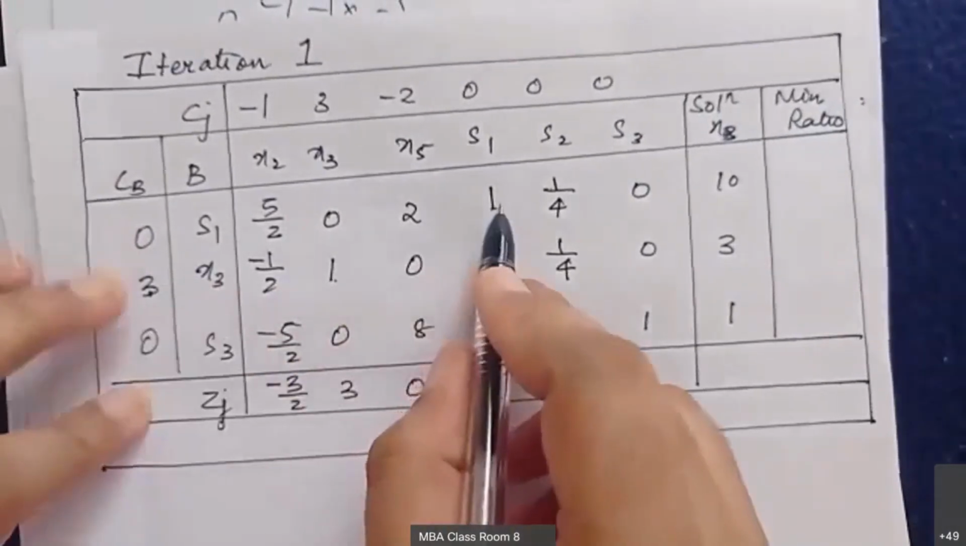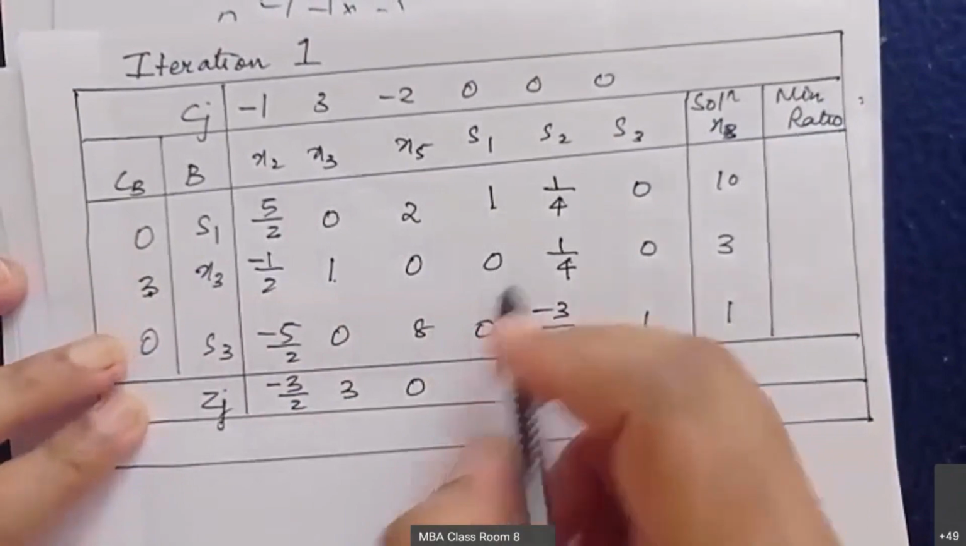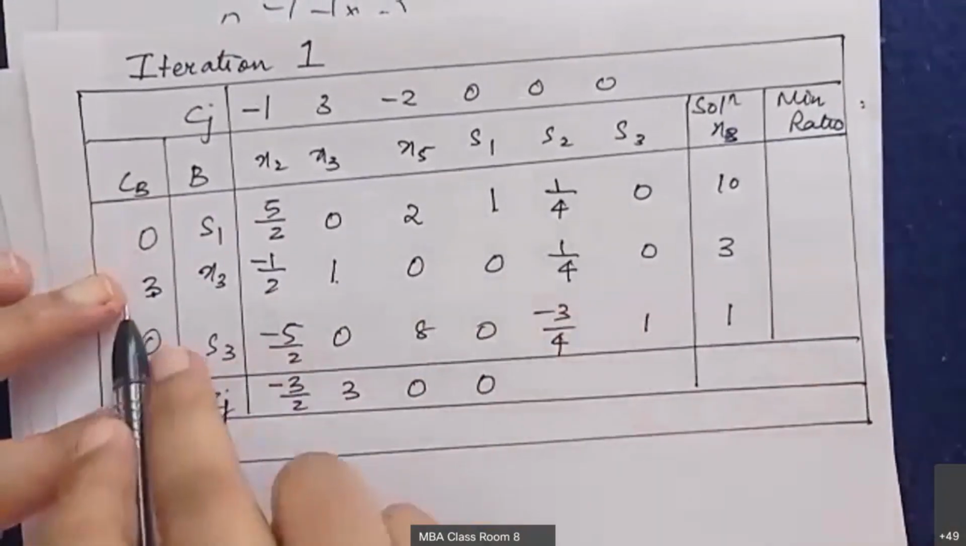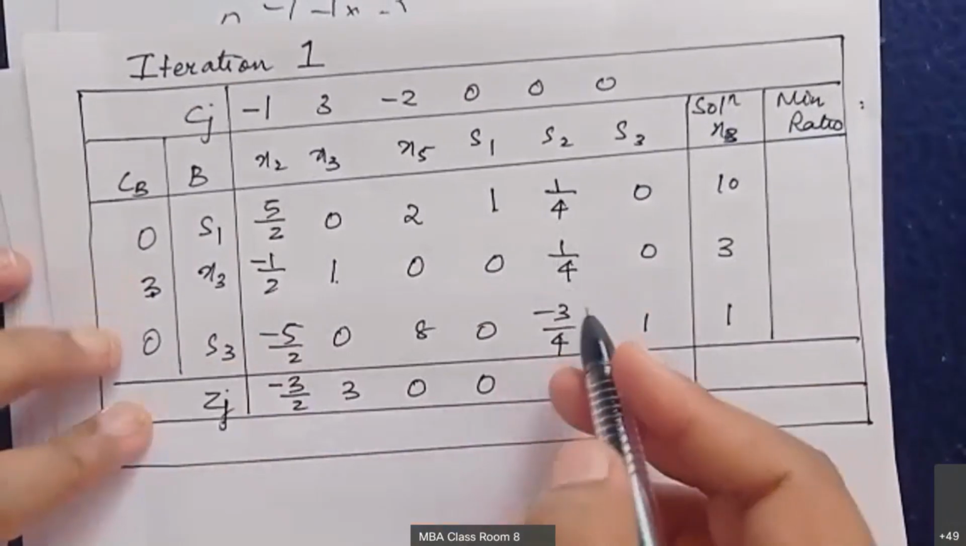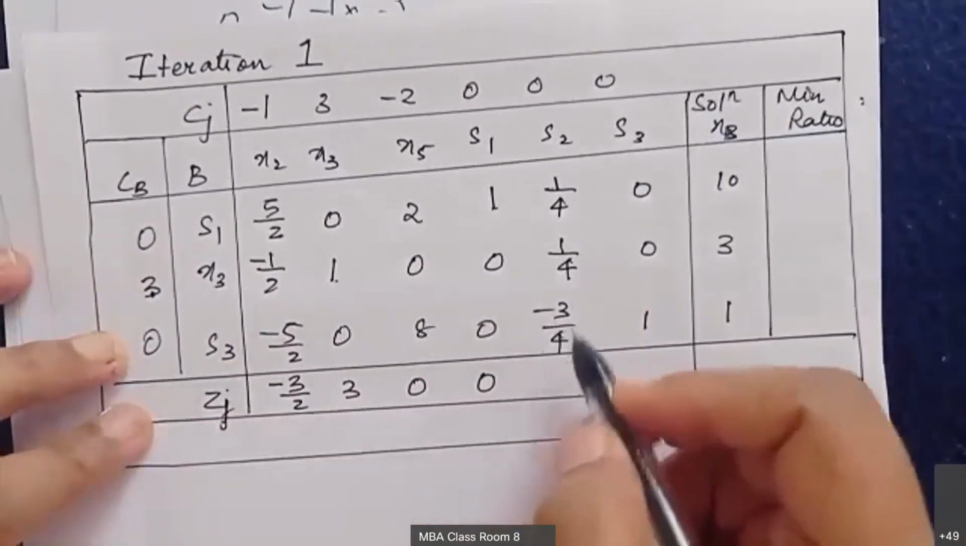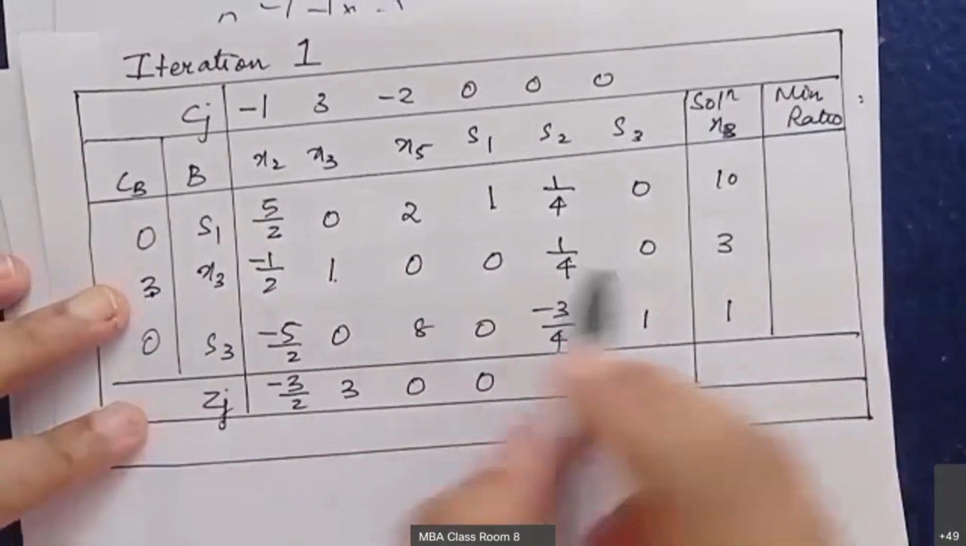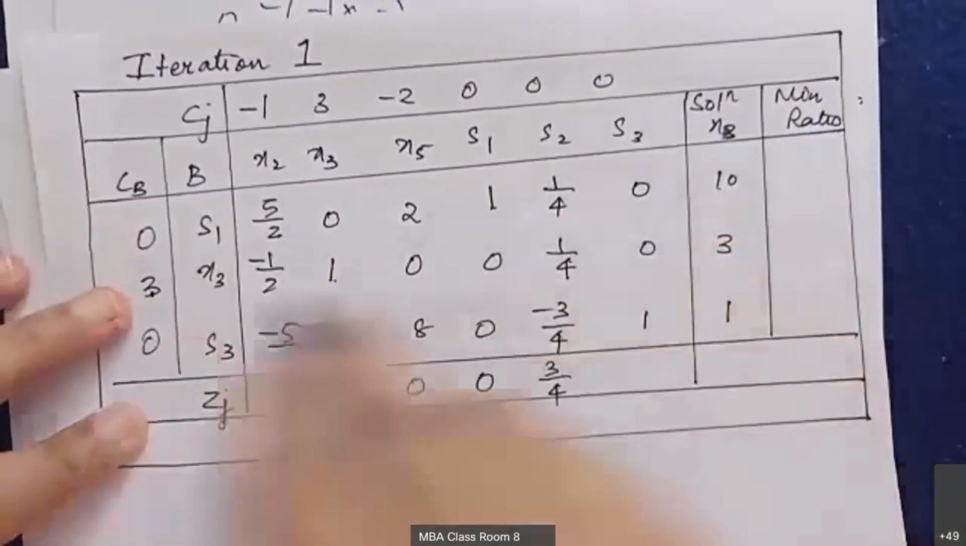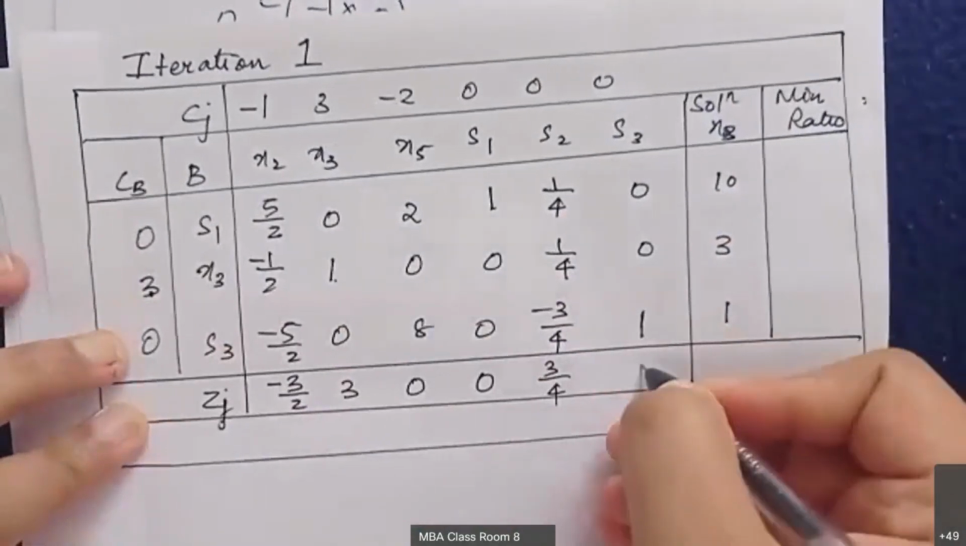Here 0 into 1 is 0. 3 into 0 is 0 plus 0 into 0, that is 0. Then again 0 into 1 by 4, 0. 3 into 1 by 4, that is 3 by 4 plus 0 into minus 3 by 4, it is 0. So only we need to consider 3 into 1 by 4, that is 3 by 4. And over here 0 into 0 plus 3 into 0 plus 0 into 1, which is 0.